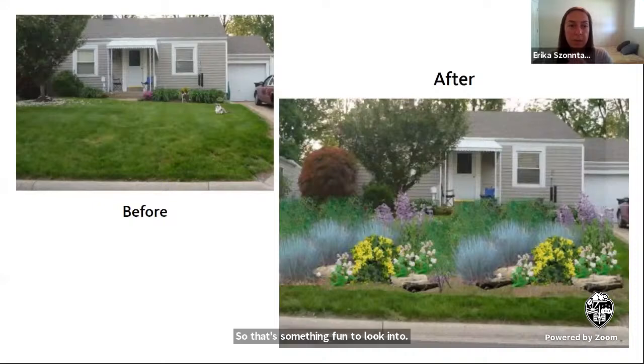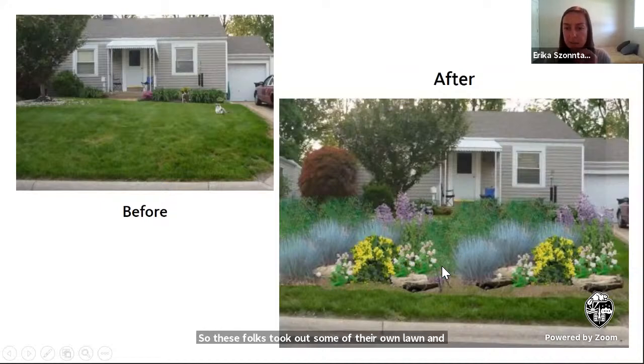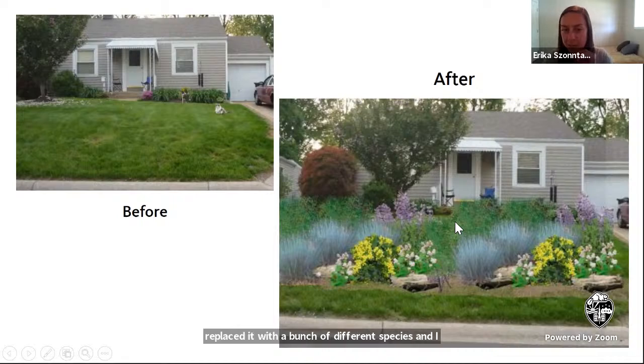And then here's just a before and after picture. These folks took out some of their lawn and replaced it with a bunch of different species. I can't really tell exactly from this photo what we have here, but you can see that there's a lot of color and height and interest and maybe a little bit more privacy, or that feeling of privacy, you know.